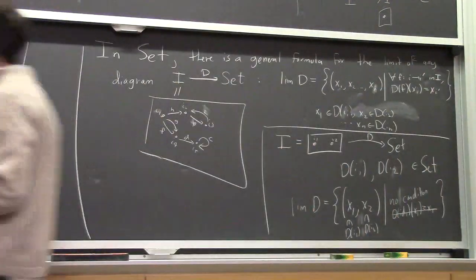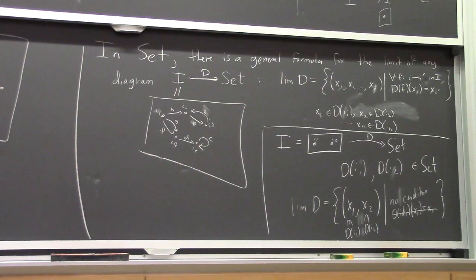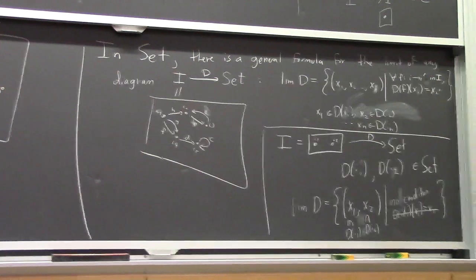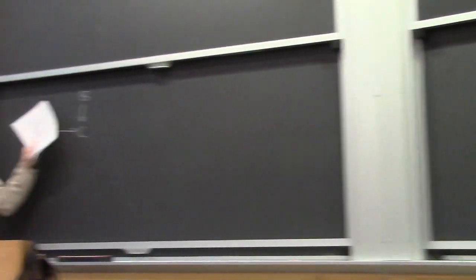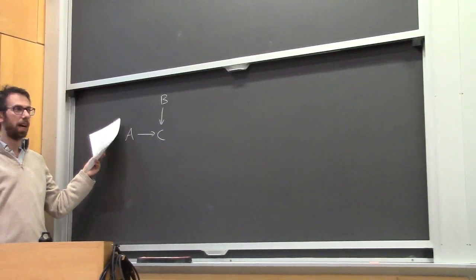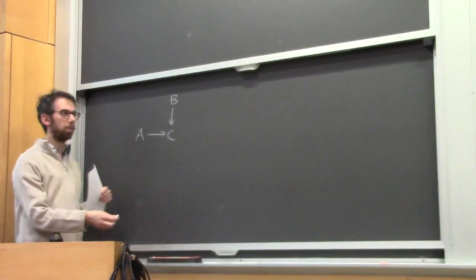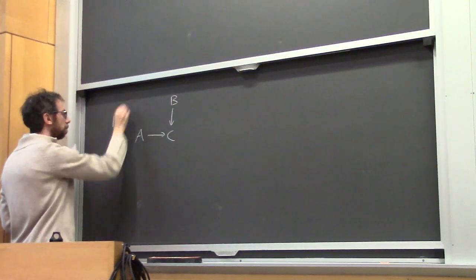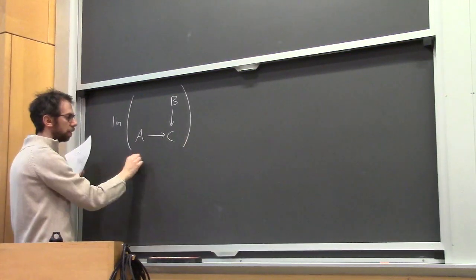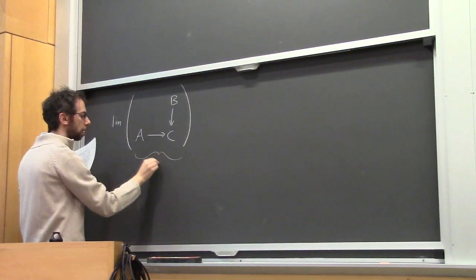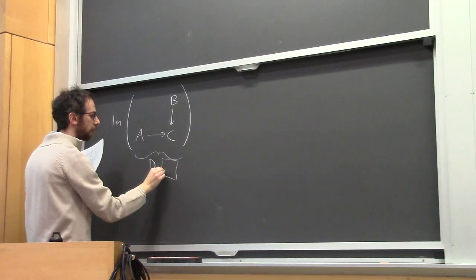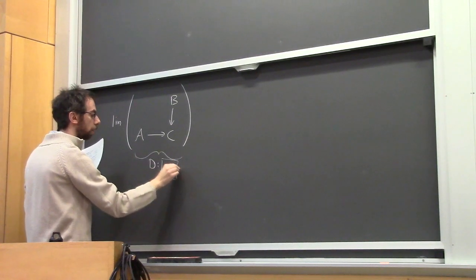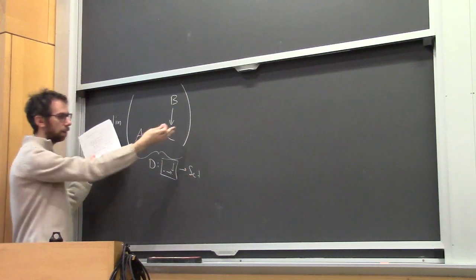Okay. What about what's called the pullback? If you have sets A, B, and C, and maps between them, this is an example of a diagram inside of sets. What is the pullback, or the limit, of this diagram? This whole thing here is a D. It's a D from this shape to Set.